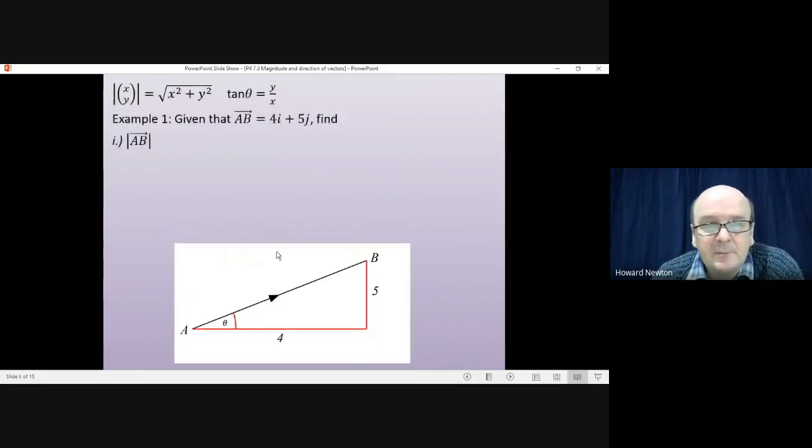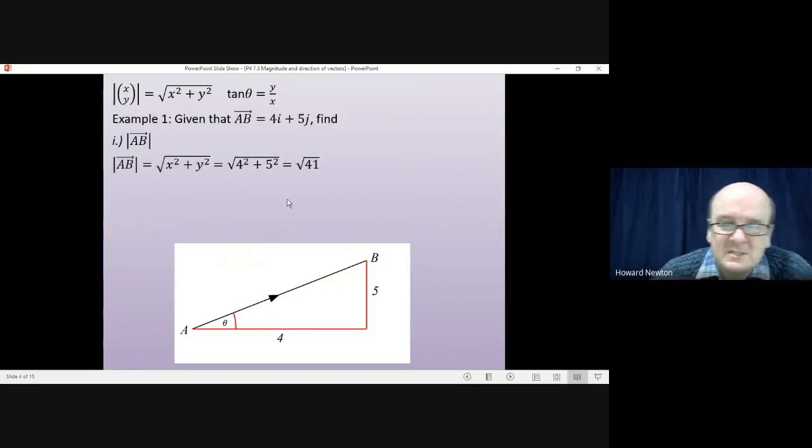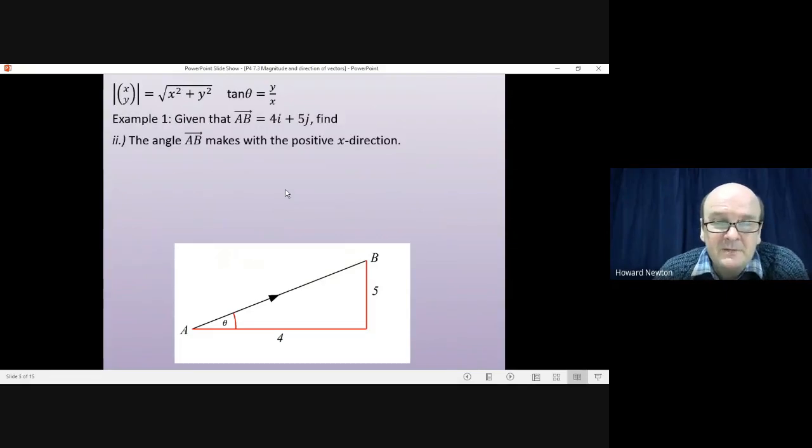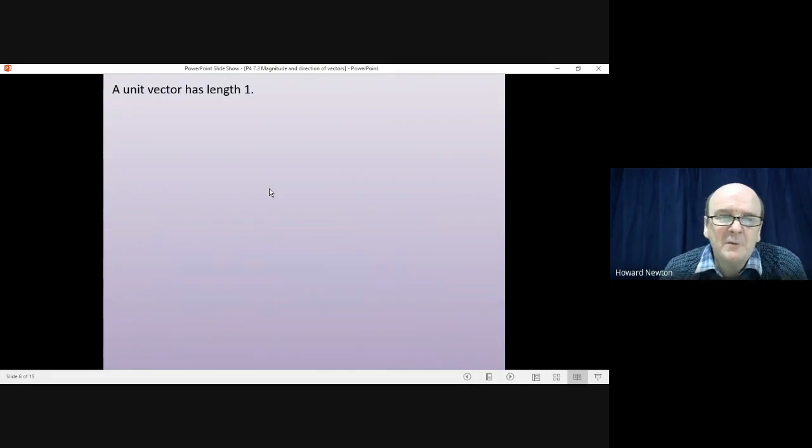Okay, let's have a look. So we've got the vector 4i plus 5j, 4 in the x direction, 5 in the y direction. To find the magnitude, we just use Pythagoras. So that's the square root of 4 squared plus 5 squared, which gives us root 41 for the magnitude of the vector. To find the angle it makes with the positive direction, we use trig. And the tangent of the angle is y divided by x, which is 5 divided by 4, which means that theta equals 51.3 degrees.